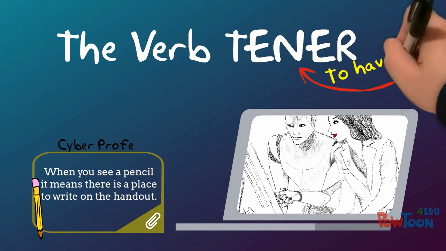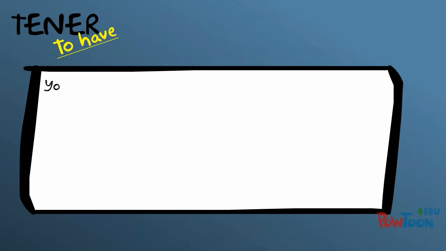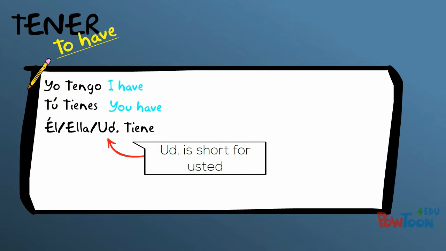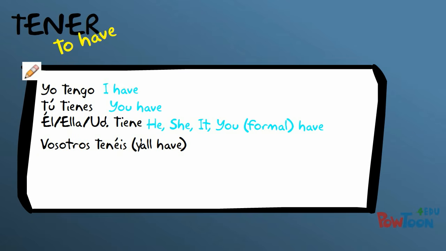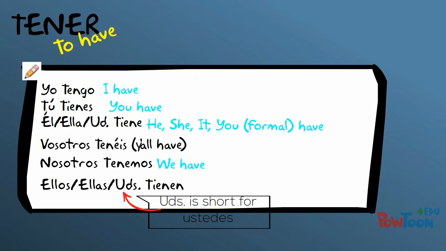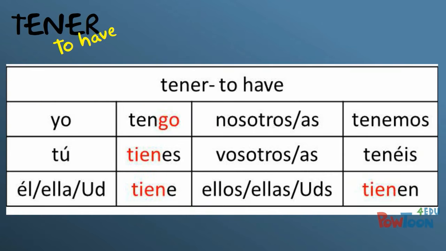Tener means to have, and the forms are yo tengo, I have, tú tienes, you have, él, ella, usted tiene, he, she, it or you formal have, nosotros tenemos, we have, and ellos, ellas, ustedes tienen, they have or you all have. This verb is an irregular verb, which means it behaves differently from what we're used to.